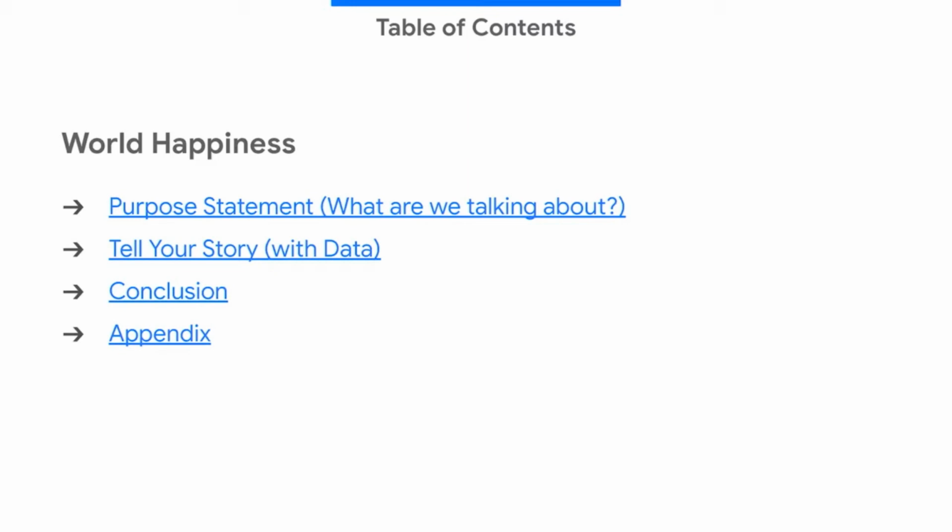So the next slide is giving an idea of what you're going to be presenting to everyone and when. So you start with your purpose statement, right? You're going to be discussing what are we talking about. The next aspect is where you actually tell your story. And that's an important concept, is this overall presentation is a story with data.